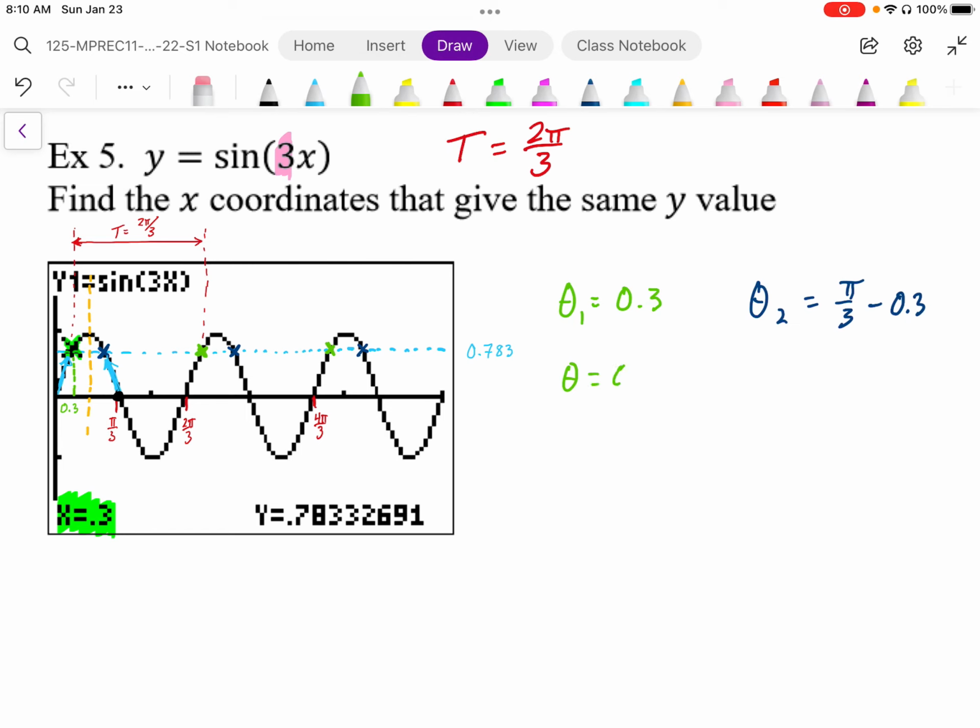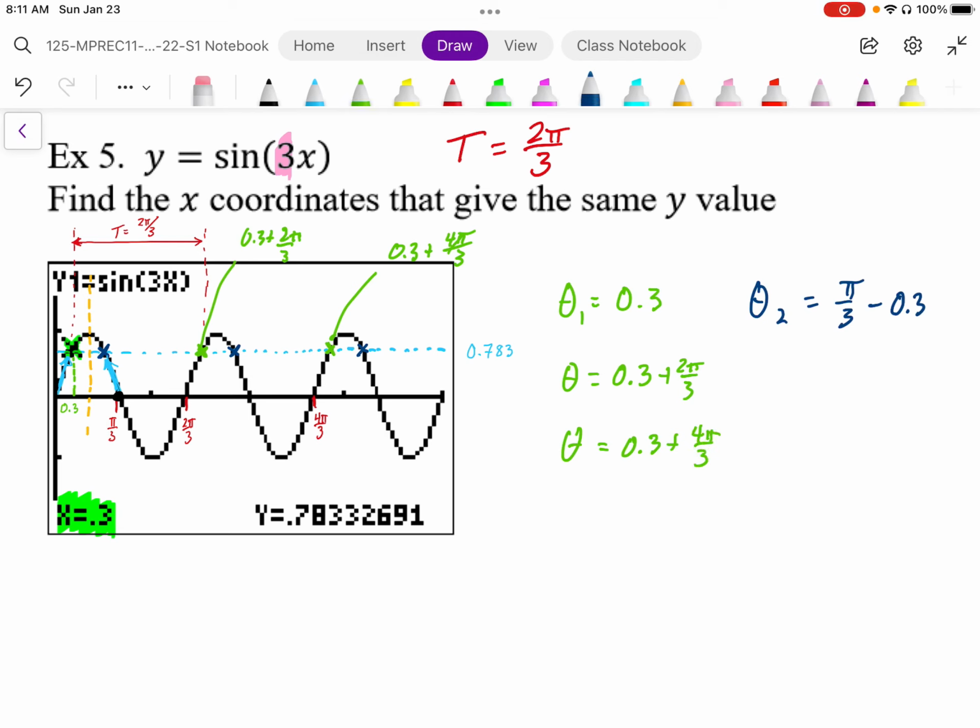So we know that it's going to be 0.3 plus 2 pi over 3. Okay, so that would be the location of that position. It's going to be 0.3 plus 2 pi over 3, which is a period. That's going to be 0.3 plus 2 periods, which is 4 pi over 3. So that's going to be our angle here, 0.3 plus 4 pi over 3.